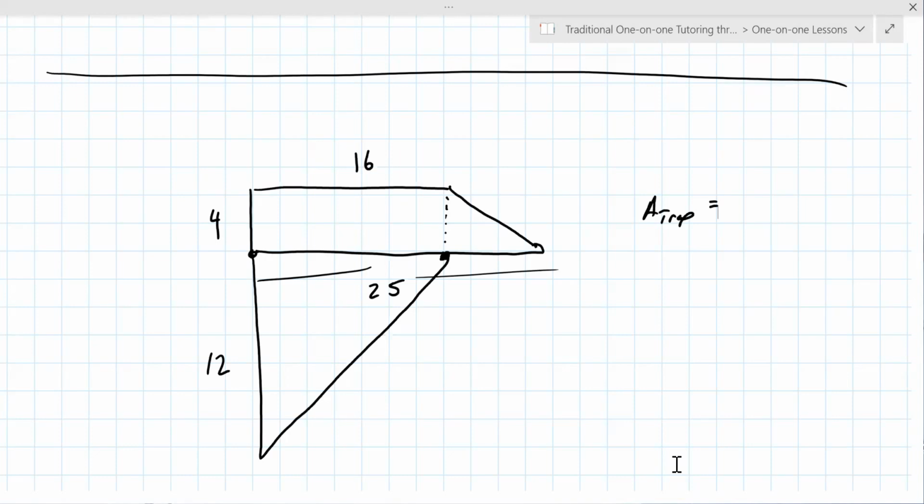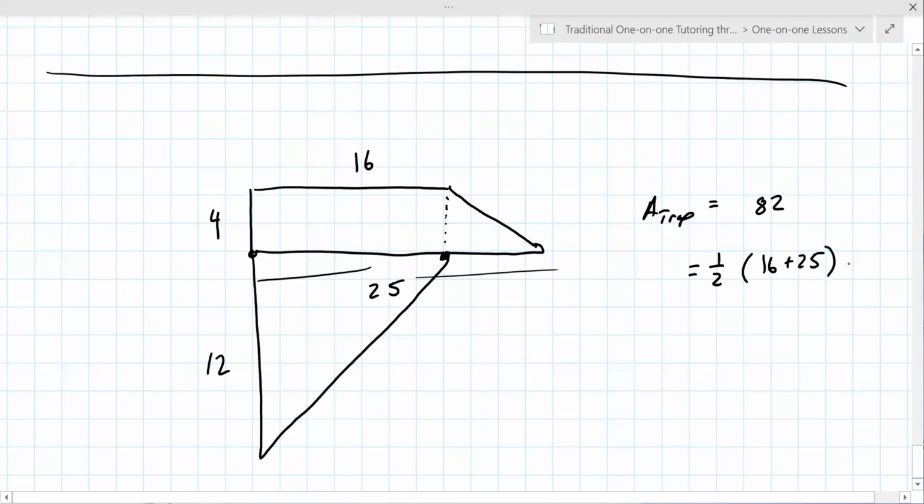Okay, I think I got it. All right, go ahead and give me the area of the trapezoid. For the trapezoid, I got 82. Okay, so here's how I would do it. It's 1/2 base 1, which is 16, plus base 2 times the height of 4. 16 plus 25 is 41. Half of 4 is 2, so yes, that is correct.